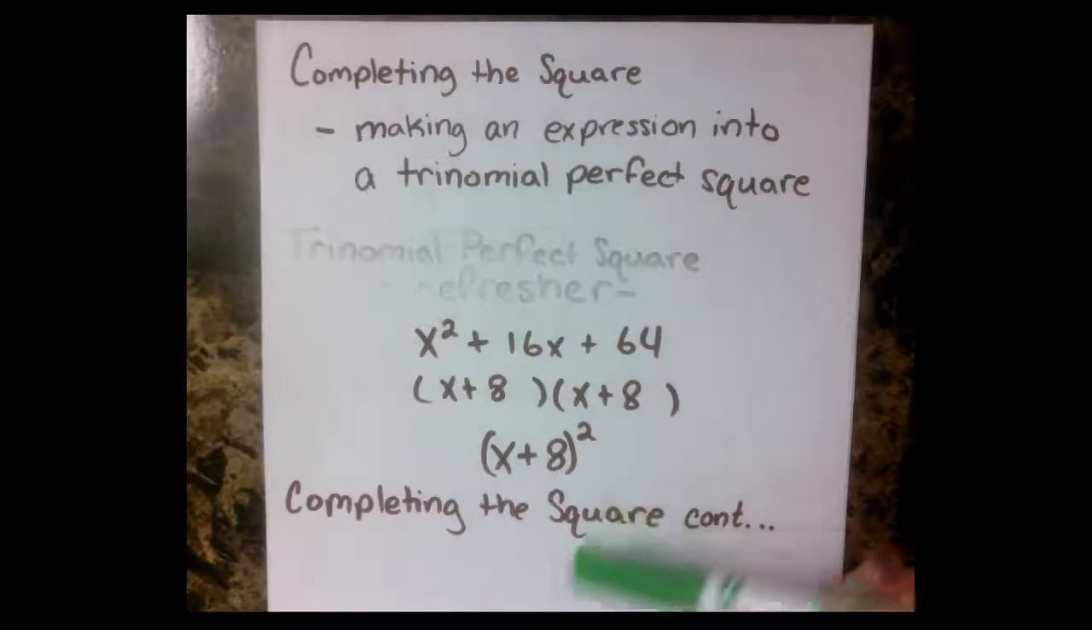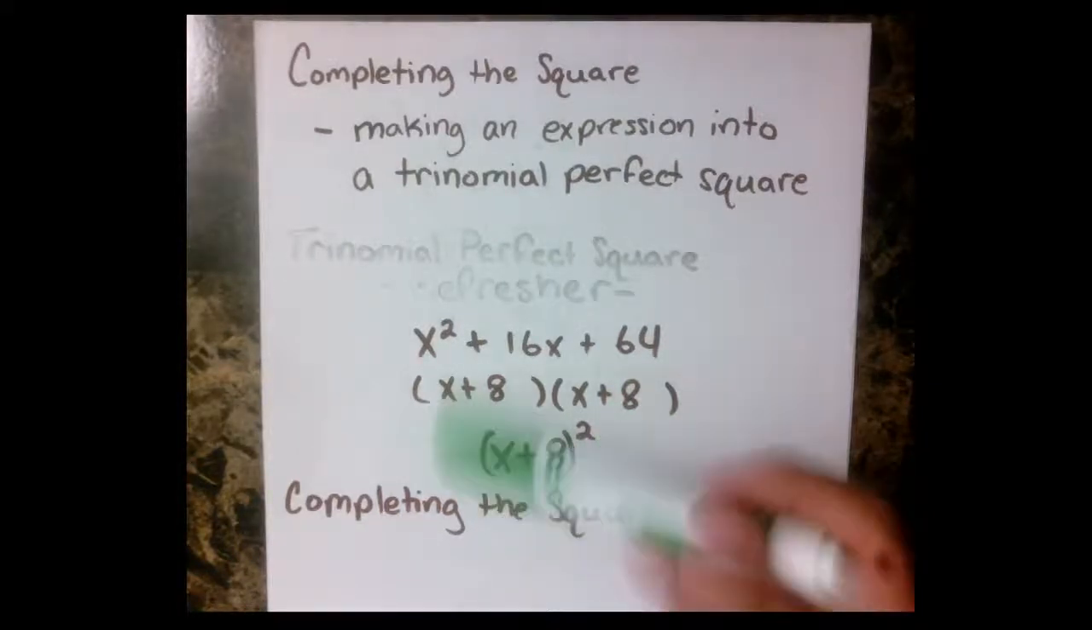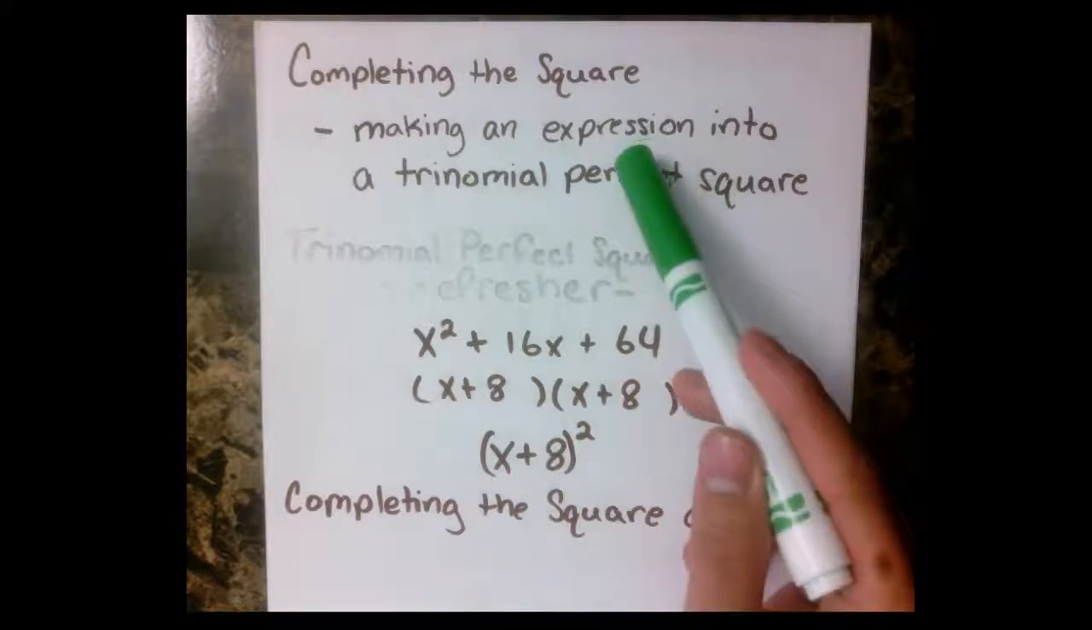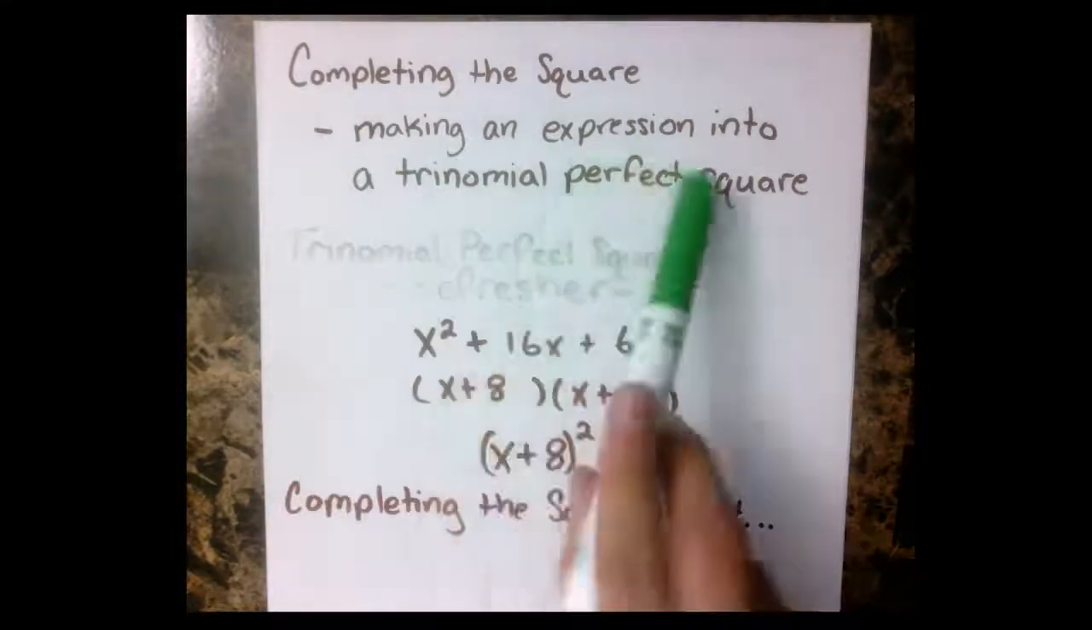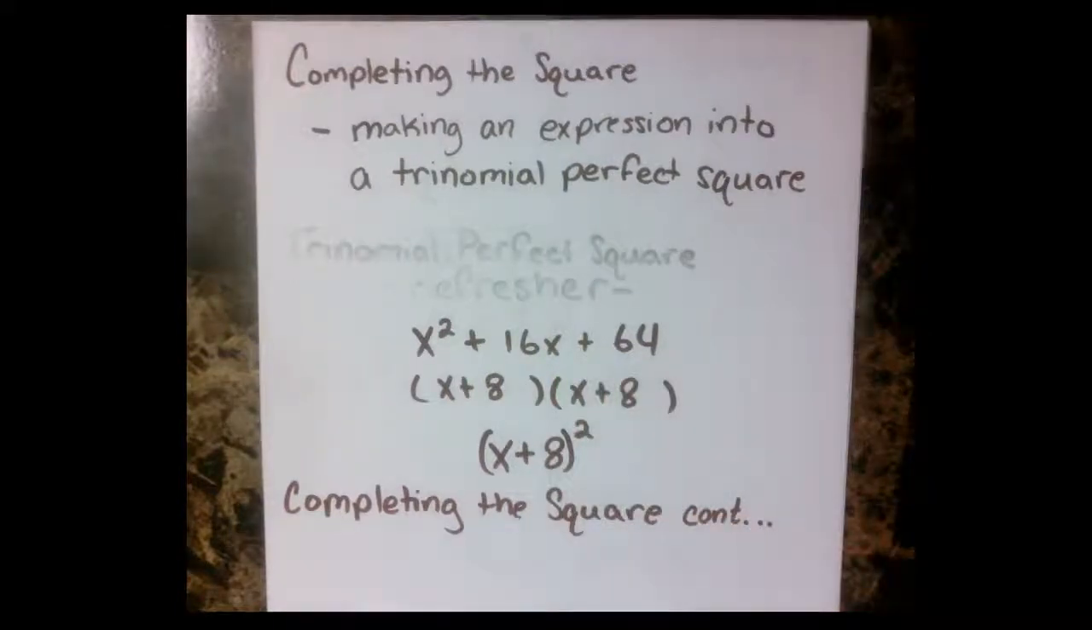Anyway, let's go ahead and talk about completing the square now that we've talked about our trinomial perfect squares, okay? As long as you've got this, you can absolutely handle completing the square because all we're doing is making our expression into a trinomial perfect square. All right, let's go on to the next page.